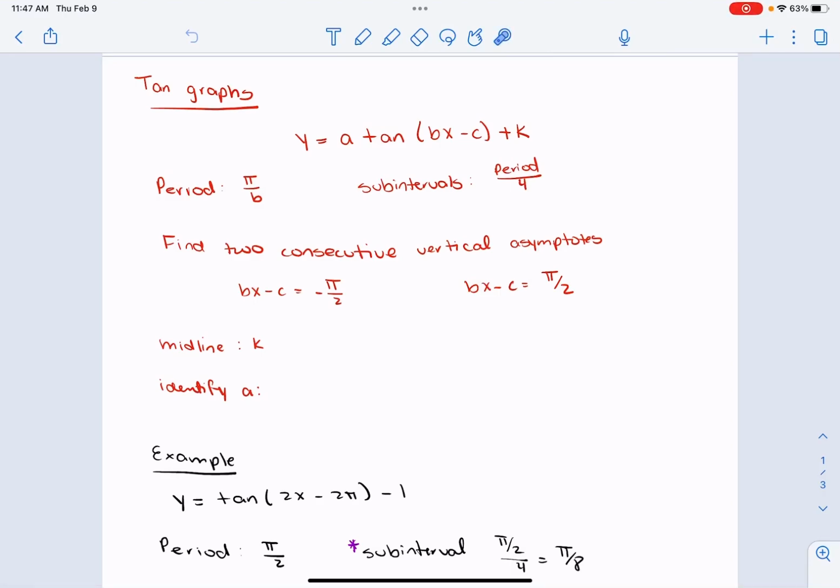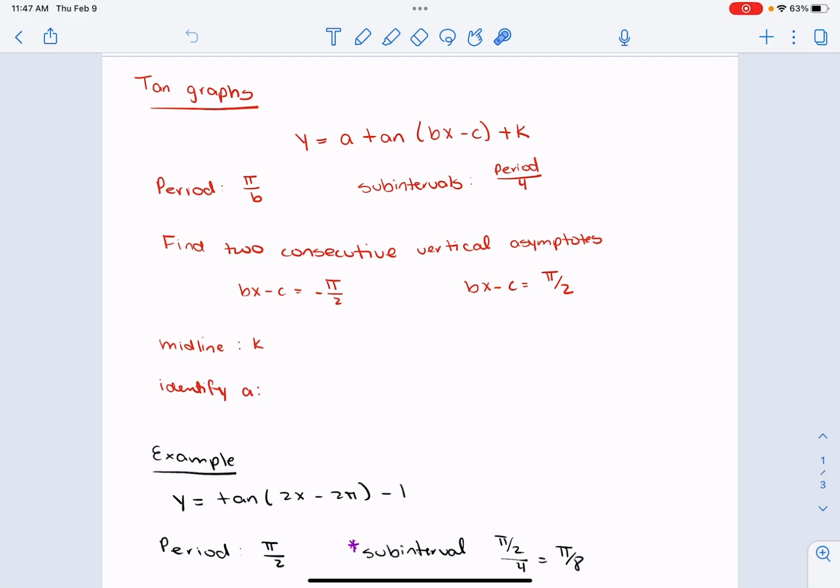Hi, so today we're going to look at how to graph tangent graphs and cotangent graphs. So this is the function for tangent graphs. So we're still doing all the transformations. Now remember that the tangent and cotangent repeat after a period of pi units.